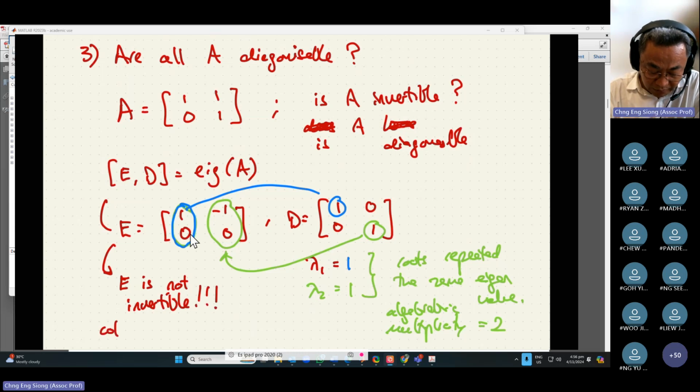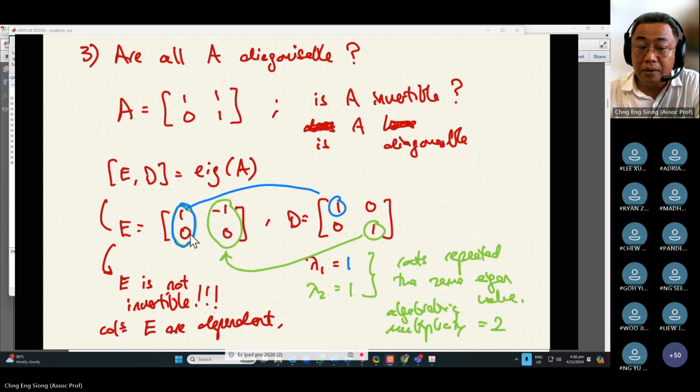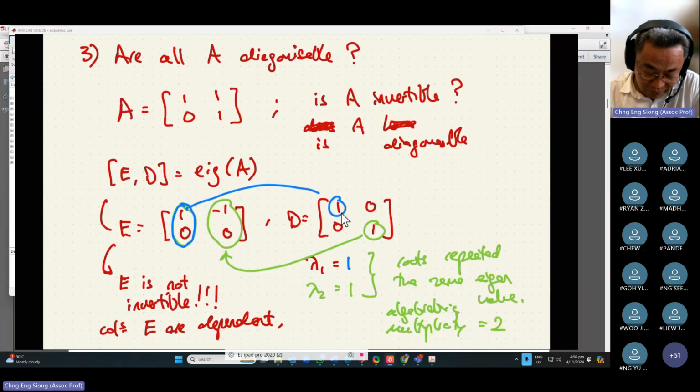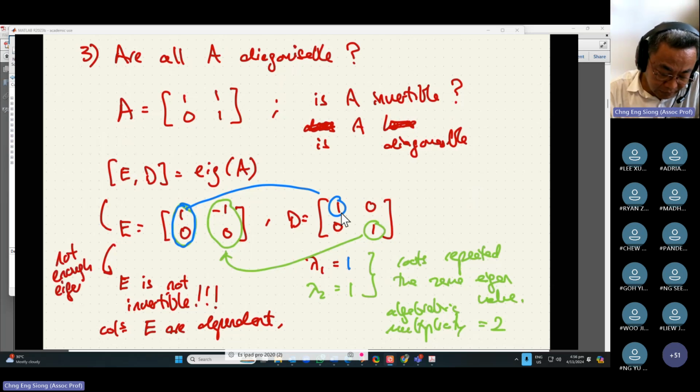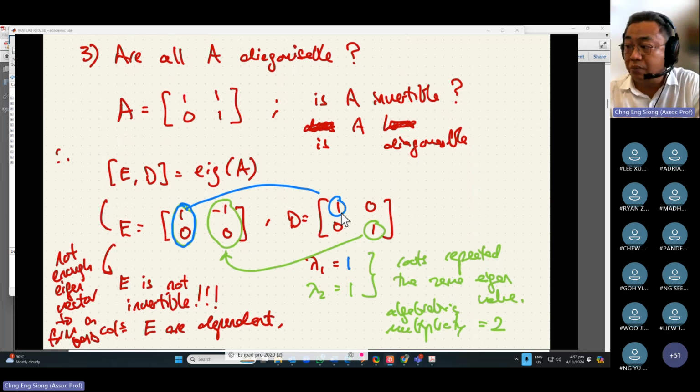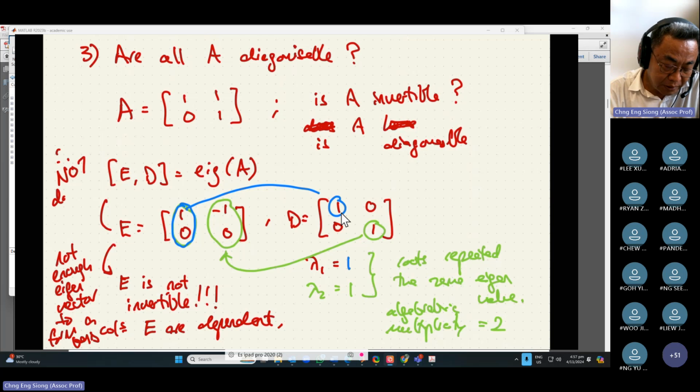The columns of E are dependent. There is only one eigenvector for lambda equals 1. There's not two. So we do not have enough. Not enough what? Not enough eigenvectors to form a basis. Therefore what? What's the word I'm going to ask you to say? Not diagonalizable.